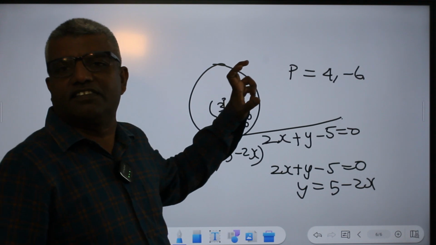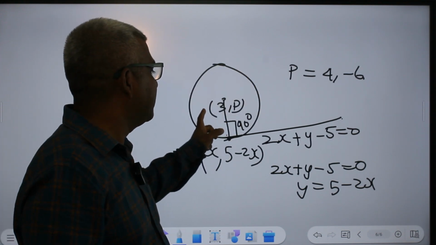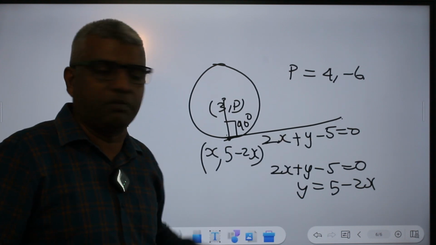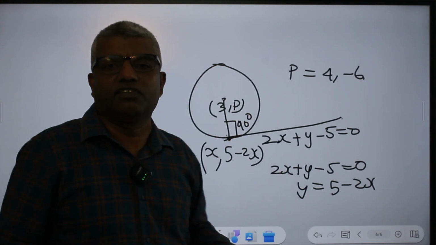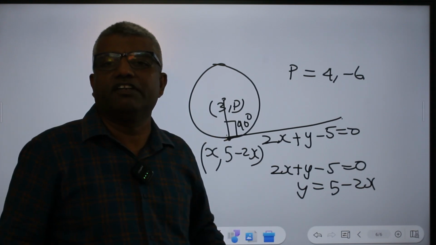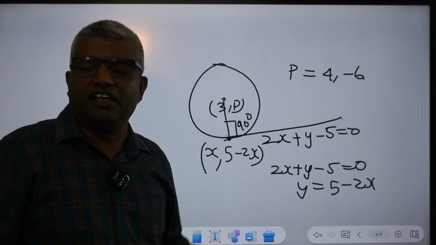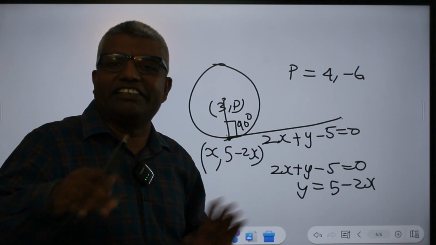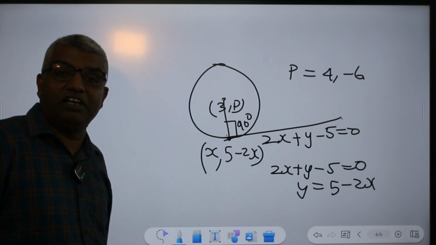Okay, 2 points were given. You can find the gradient. What is this gradient? You find out. From this line you can find the gradient of this radius also. Then apply it, find the x value, then find the y value. If you put p is equal to 4, you will get one point. If you put p is equal to minus 6, you will get another point where the tangent touches the circle. Okay? Good luck. I am waiting for your answers.